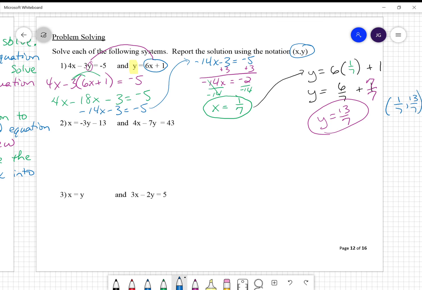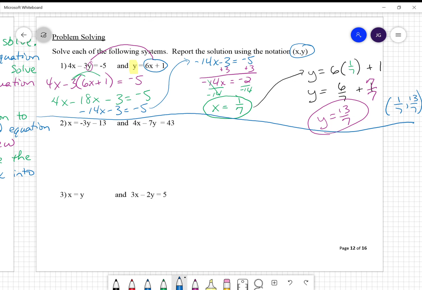Okay, I'm going to do a quick check on my calculator to see if this is right, because like I said, I don't remember having a fraction answer. Okay, it works. All right, number 2.